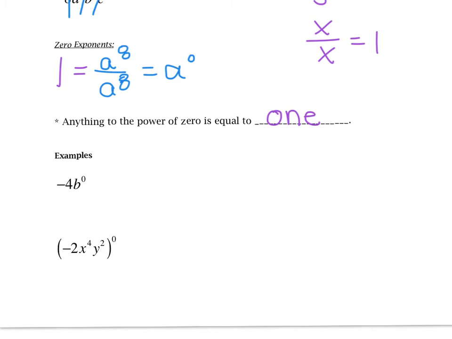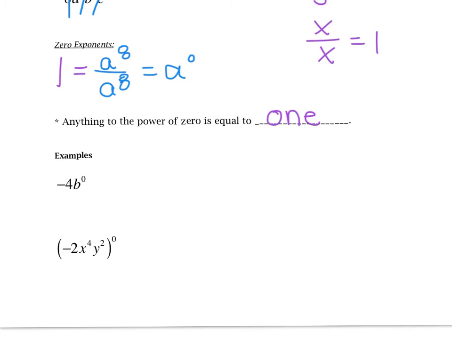So negative 4b to the 0, and negative 2x to the 4th y squared, all to the power of 0. First of all, other than the fact that the second one looks scarier, what's different about these 2 problems? Say it again. Okay, so this one, let's see, can anyone expand on that? I want to go somewhere with that, but I want to see if anyone else has anything to add.